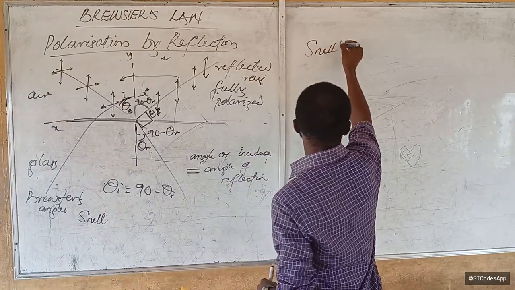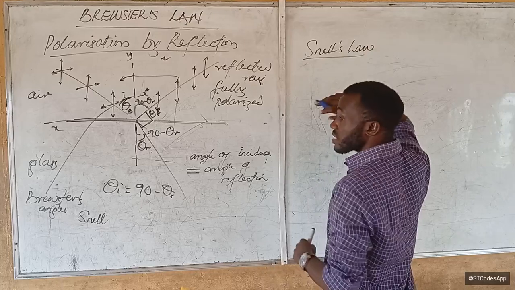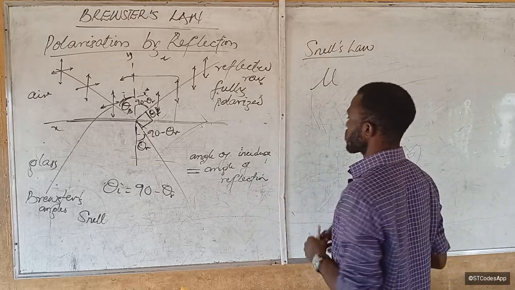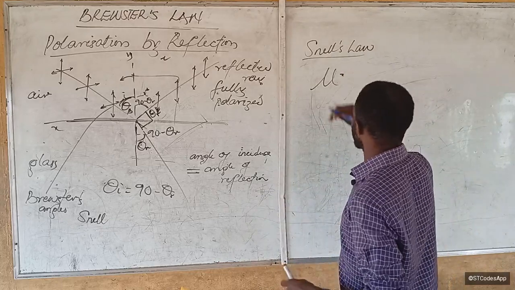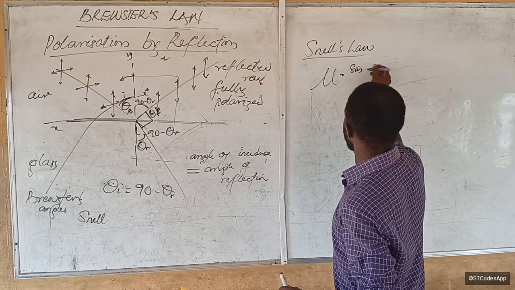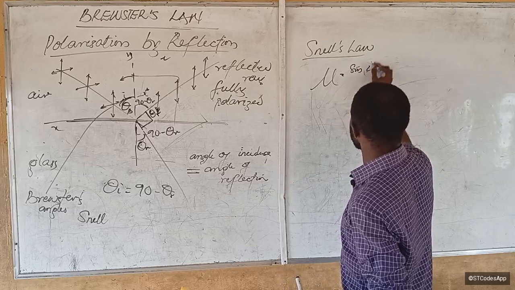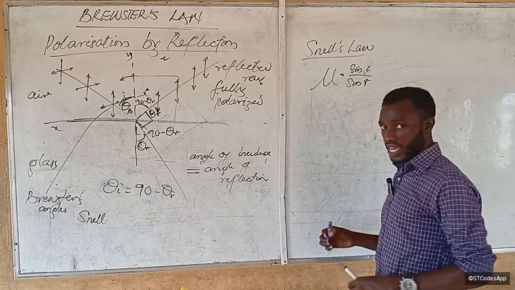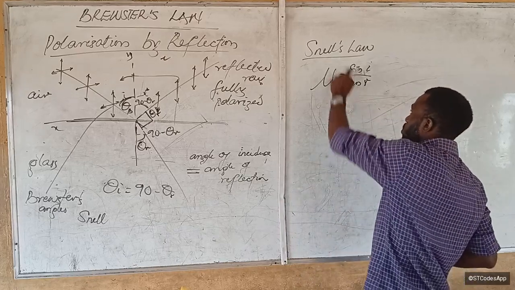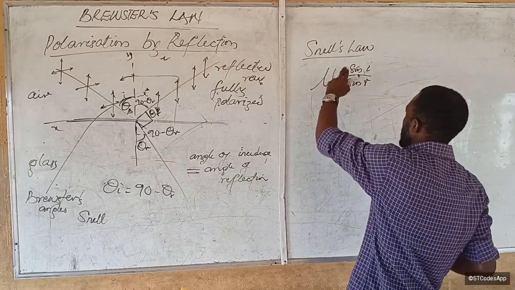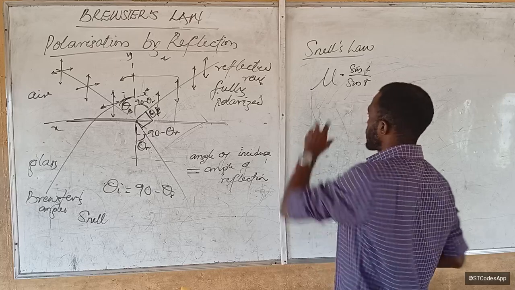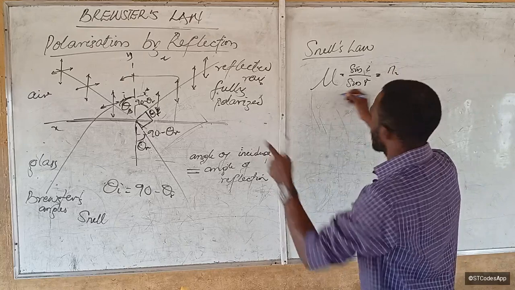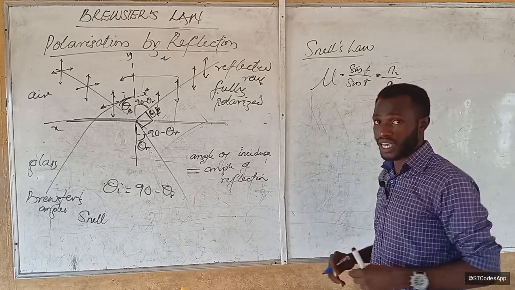Snell's law states that the refractive index of two surfaces is equal to the ratio of the sine of the angle of incidence to the sine of the angle of refraction. Okay? And it says that the ratio of the sine of these angles is a constant for any given pair of media, right? So that we will say that this is equal to n2 over n1. Does this make sense? Okay.